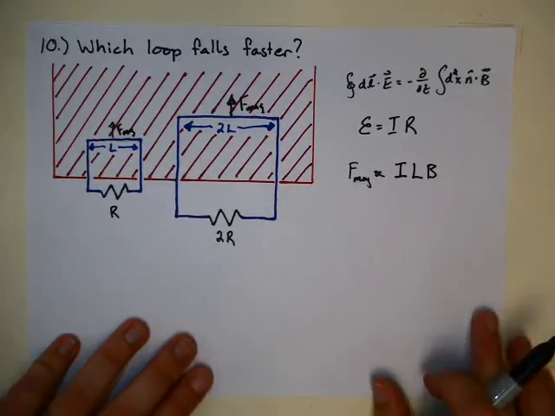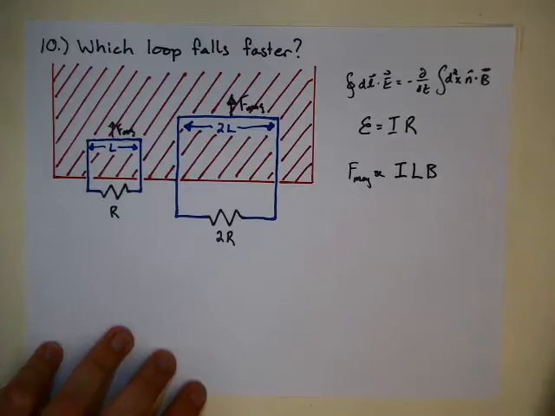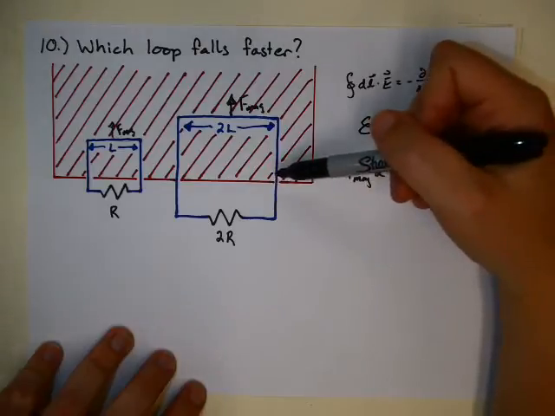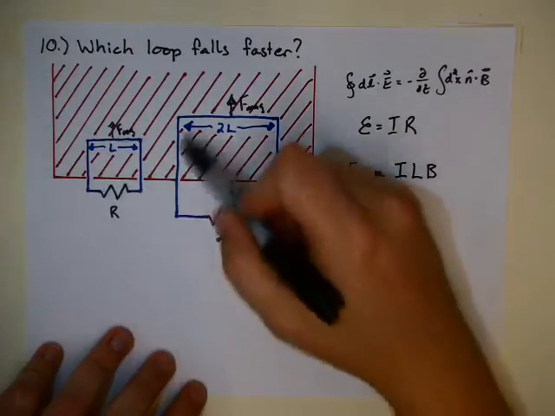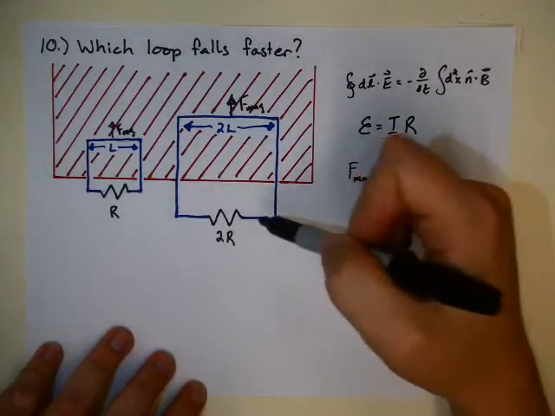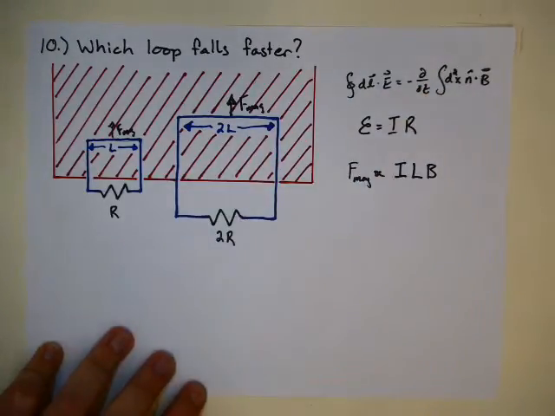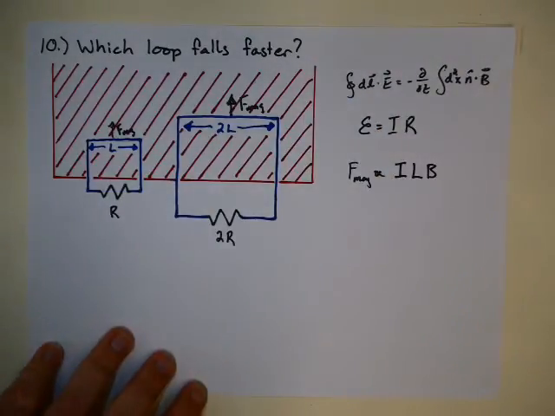Assuming that they have roughly the same masses, and so actually it gets a little bit complicated here. I didn't give you quite enough information. Assuming they have the same masses, this guy is going to fall faster because he has a smaller force. If this one, because its loop is twice as big, has twice the mass, then they will fall at the same speed, because the force divided by the mass is the acceleration, and so they'll fall at the same speed.